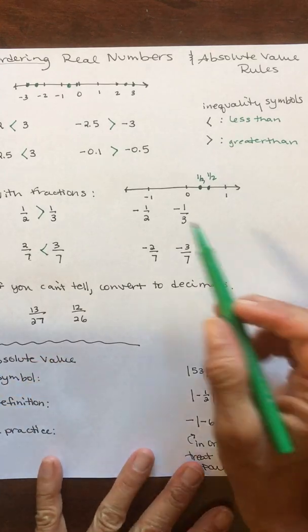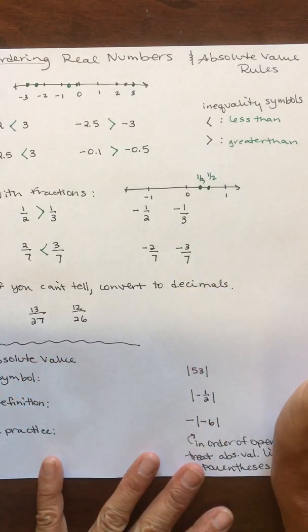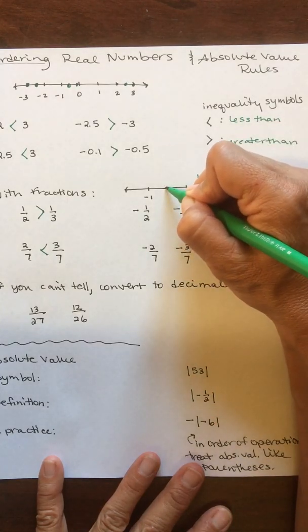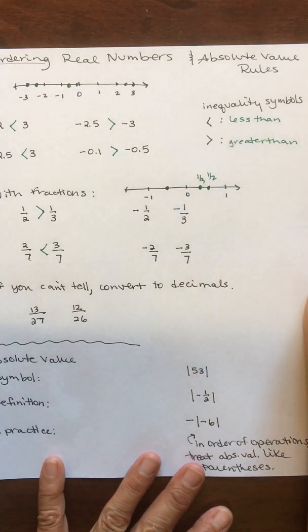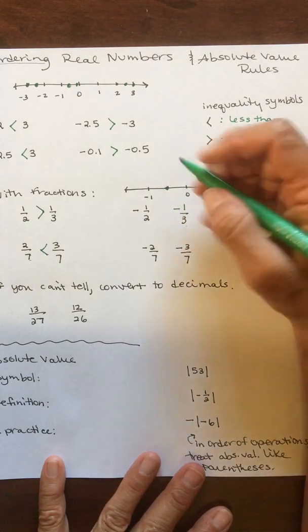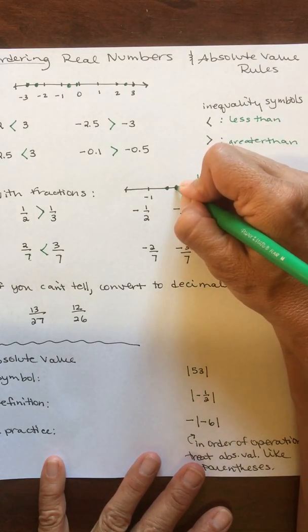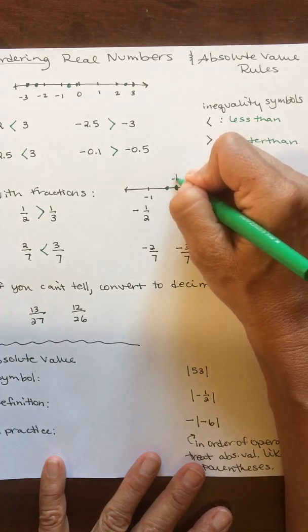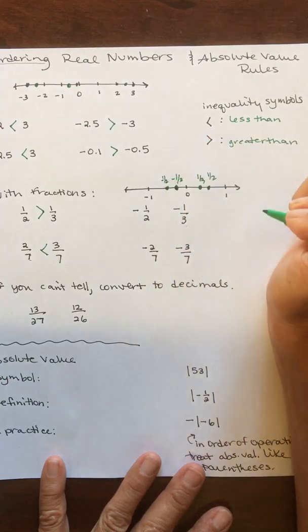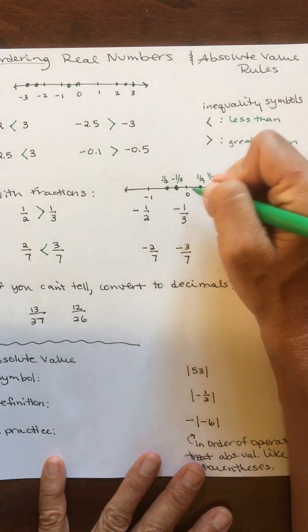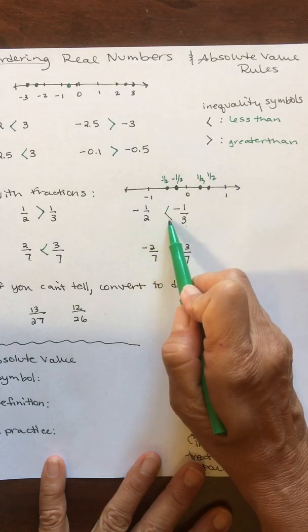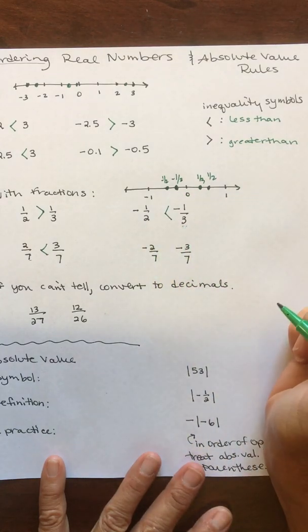All right, so now if they go negative, I'm going to go ahead and plot these because I just want to be sure. So -1/2, halfway between. -1/3, so again, I would slice this into 3 equal chunks. So one of those would be here. So here's my -1/3 and my -1/2. The -1/3 is furthest to the right, so it is the bigger number. So -1/2 is less than -1/3.